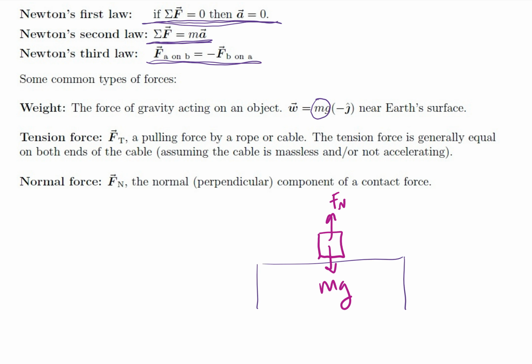The reason that it's called the normal force is because it refers specifically to a force that's perpendicular to the plane of contact between two objects. If you think of the plane where this box and the table meet, it's like a flat plane. The normal force is always going to be perpendicular to that. So normal is another word for perpendicular.